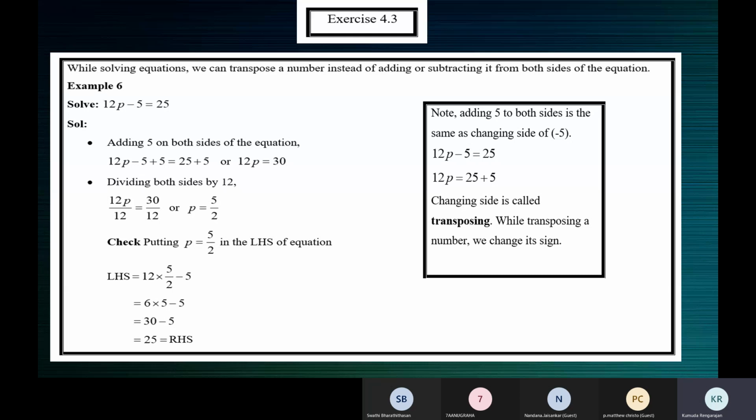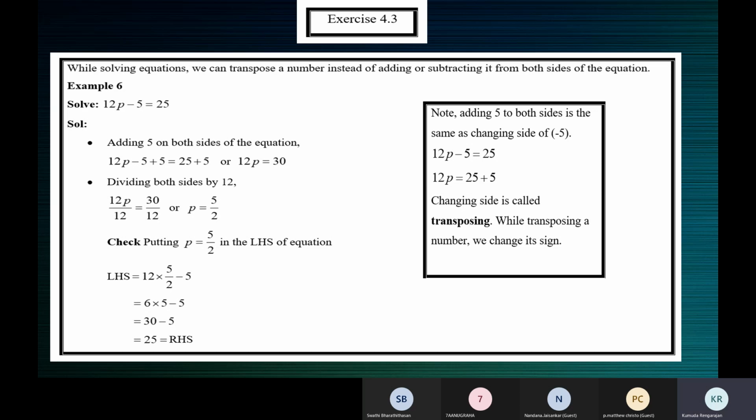So children, what you see here is that while solving equations, we can transpose a number instead of adding or subtracting it from both the sides of the equation. Because as we deal with equations with more terms, it becomes very complicated to add, subtract, divide or multiply on both the sides. It becomes a tedious process. So now we have understood how to solve equations and find the solution to the equation.